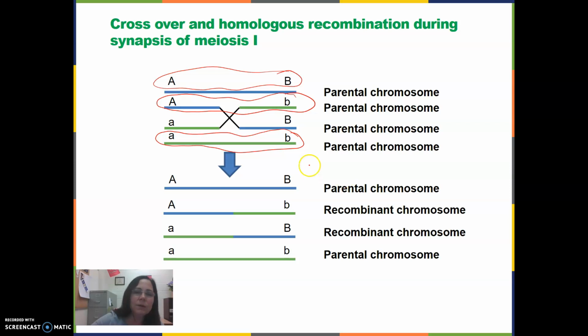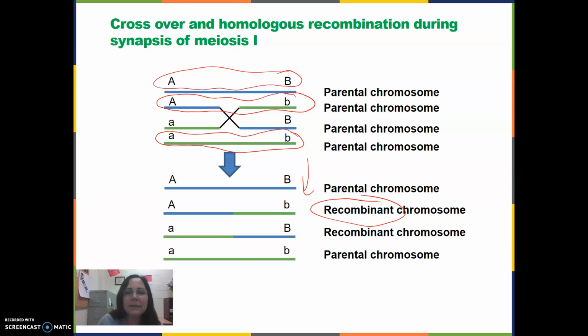So this is what you're going to see. This is the result of crossing over: you can have a chromosome with big A, big B, big A, little b, little a, big B, or little a, little b. And the two in the middle are called recombinant chromosomes. So crossing over gives you all the possibilities of combinations of alleles in the offspring.